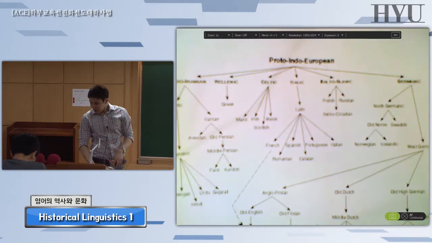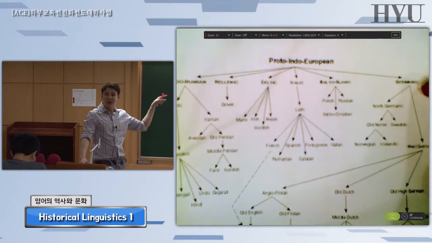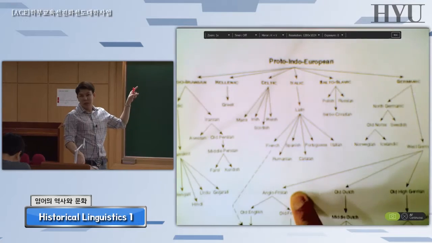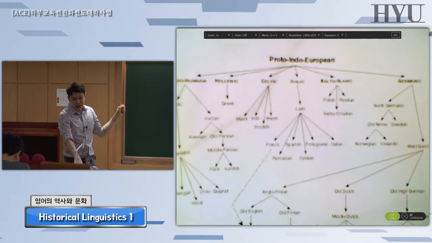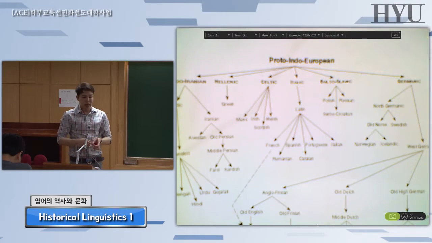So to sum up, English is in the Germanic family, right? In the West Germanic family, and its closest sister is Dutch, but with influence from French, okay?